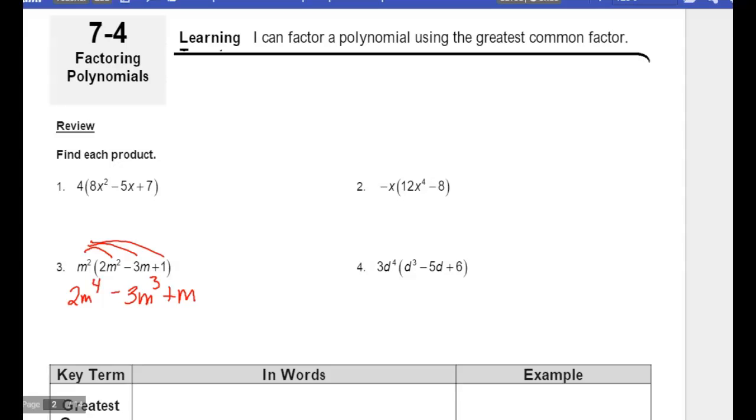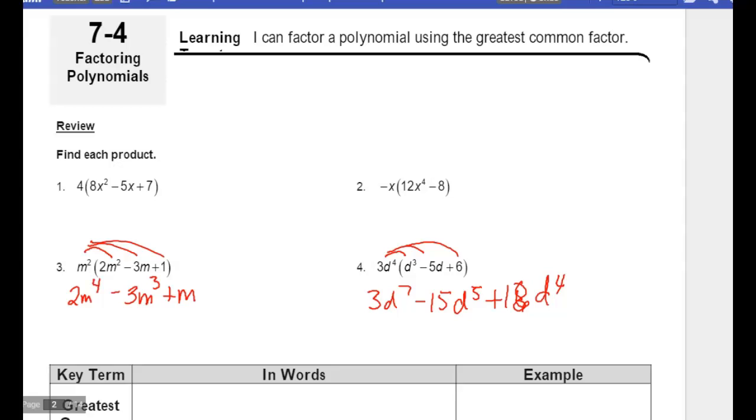And then over here, we do this one, same thing. 3d to the 7th minus 15 from 3 times 5, and d to the 4th times d is d to the 5th. And then this last one we add 6 times 3 is 18, d to the 4th. And then I'm done with those.